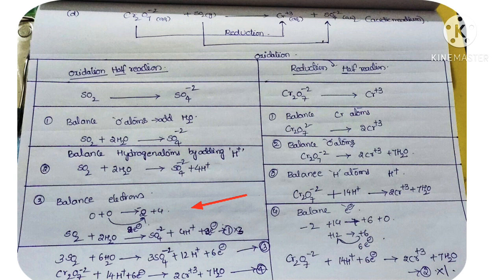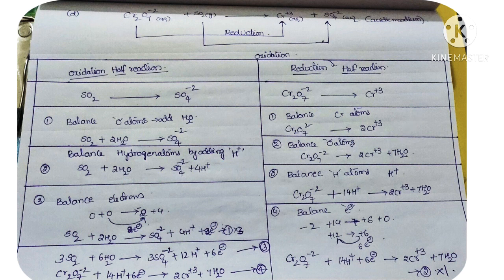And next, the reduction reaction. Here we balance everything except oxygens and hydrogens; the remaining atoms are balanced. On the left side is Cr2O7 minus 2. Except hydrogens and oxygens, the remaining atoms are chromium atoms. The left side has 2 chromium atoms and the right side has 1 chromium atom, so we multiply by 2 to balance chromium atoms. Cr2O7 minus 2 to 2Cr plus 3.